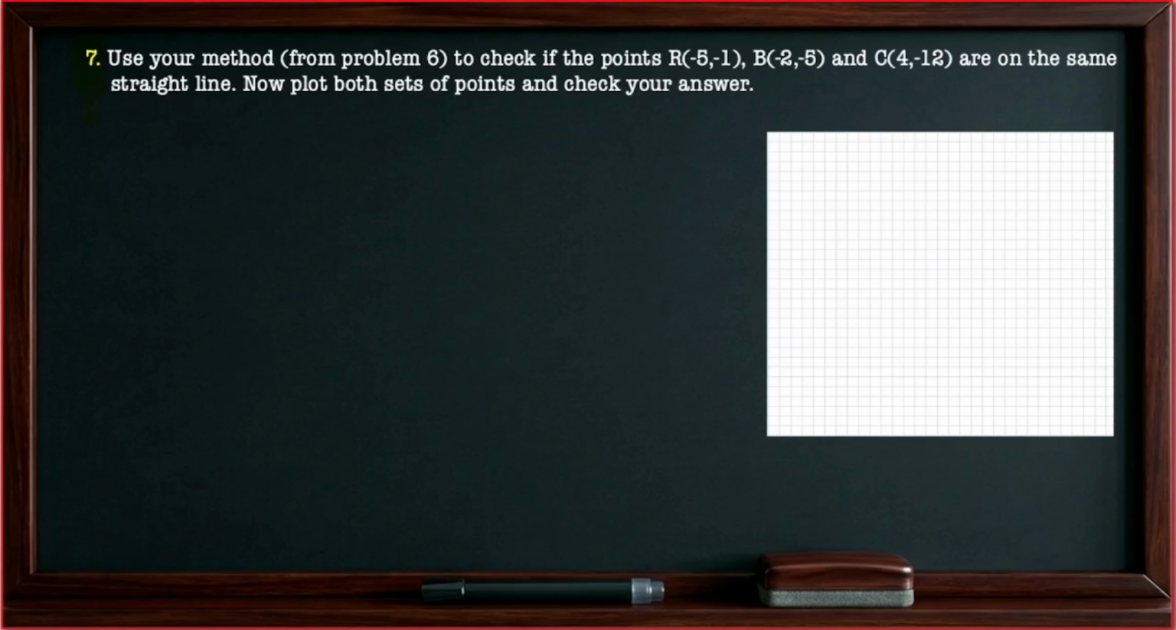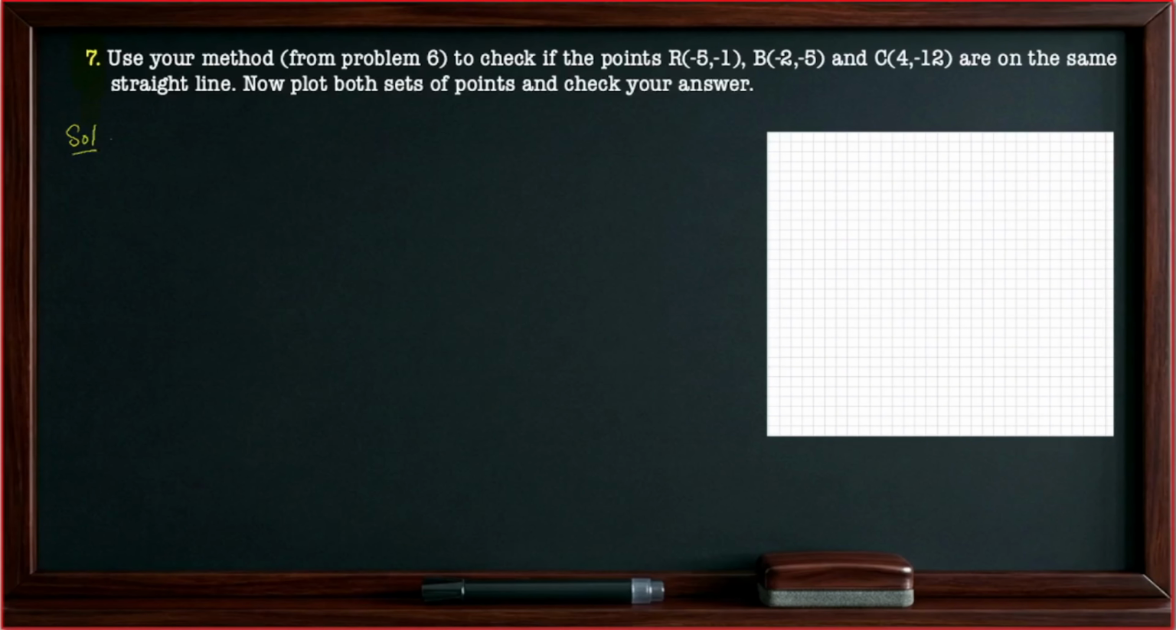Question number 7. Use your method from problem 6 to check if the points A(-5, -1), B(-2, -5) and C(4, -12) are on the same straight line. Now plot both sets of points and check your answer. So in our previous question we did the same method. There also we had to check whether the points were on the same straight line, and the method we used was the distance formula. So the same method we are using here also.